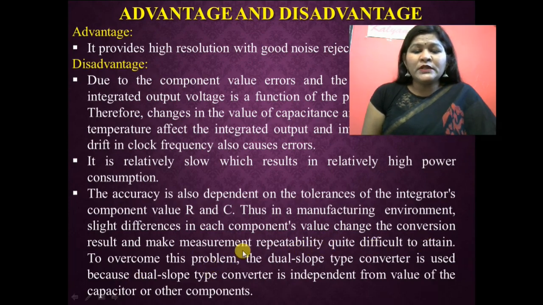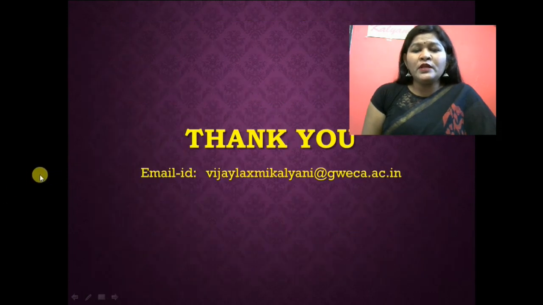To overcome this type of problem, the dual slope type converter is used. In our previous lecture we already discussed the dual slope type converter, and that converter is much more useful compared to the single slope type A to D converter because it is independent of the value of the capacitor and other component values. So these are the basic advantages and disadvantages of this converter.